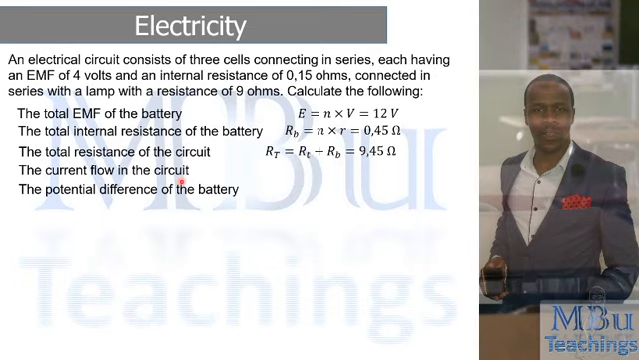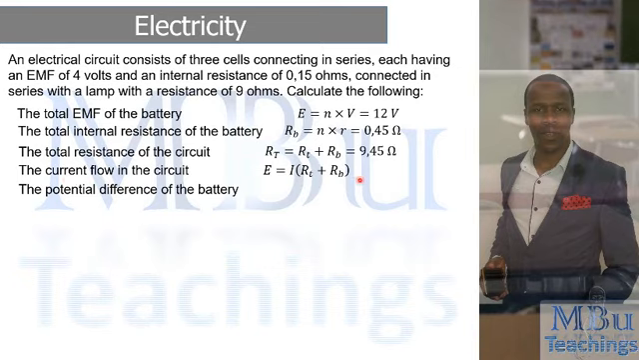Okay, we have now come to the current flow. We need to calculate the current flow. We are using the same formula we used in the previous example. We do have E, 12, we do have RT, 9, we do have RB, 0.45, and we do have I. We are actually looking for I, but we have everything else, so we just make I the subject of the formula and we substitute, and then we can press our calculator. This is the answer for our I.